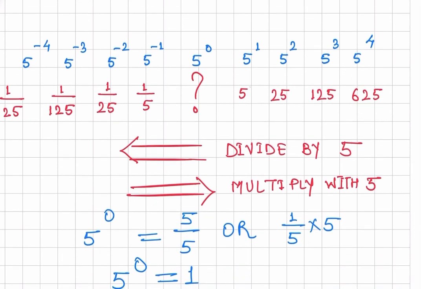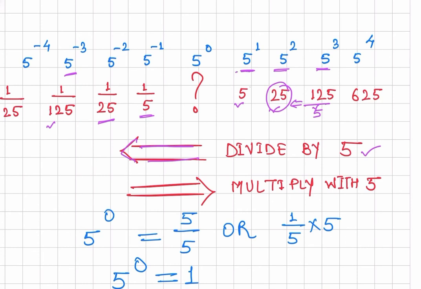Let's see. You know 5 raised to 1 is 5, 5 raised to 2 is 25, 5 cubed is 125 and so on. What is 5 raised to minus 1? That's 1 by 5. 5 raised to minus 2 is 1 by 25. 5 raised to minus 3 is 1 by 125. This means that if you want to go from the right side to the left side, just divide by 5. So let's say you don't know 5 squared. How would you solve that? 5 cubed is 125, so 125 divided by 5, you will get this.